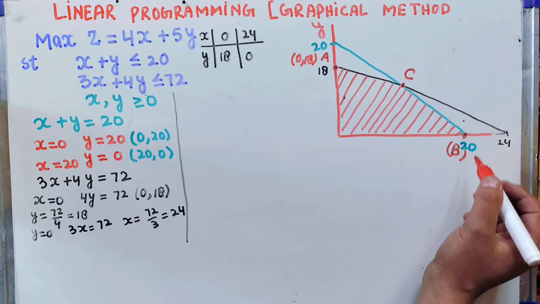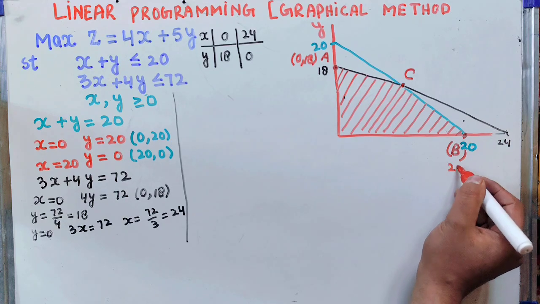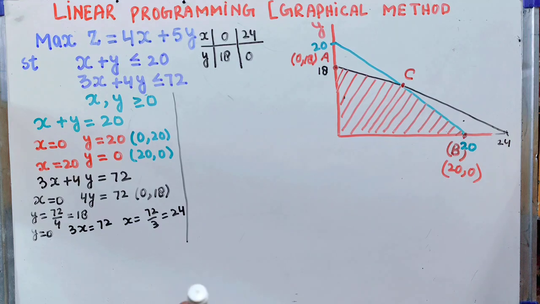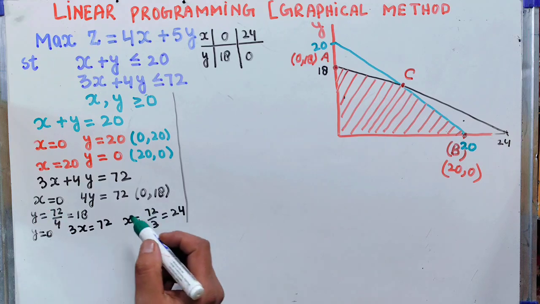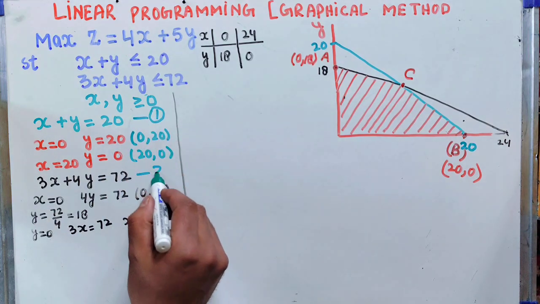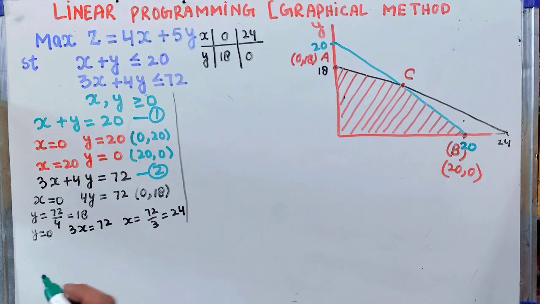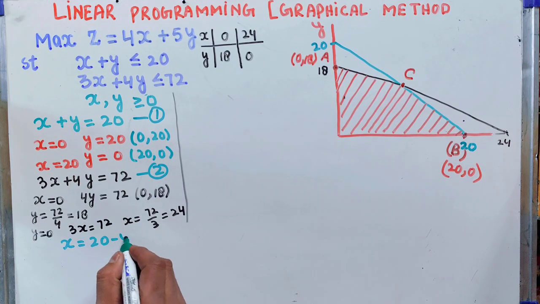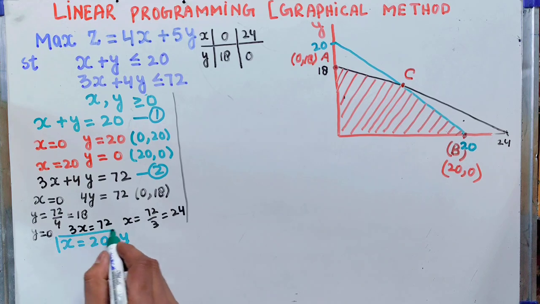Here, the coordinate of B is (20, 0). For the coordinate of C, first we need to find the coordinate of point C. For that we solve this equation and this equation. From the first equation, can I write x is equal to 20 minus y? We use the substitution method here.